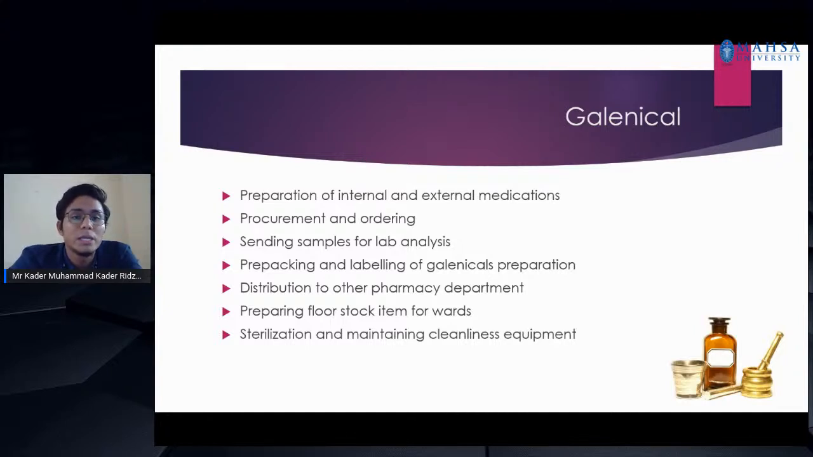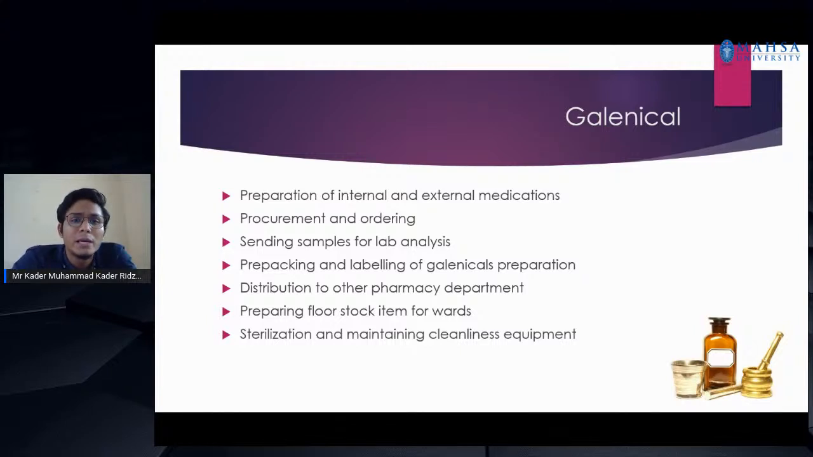Number three is sending samples for lab analysis. Let's say you are done making your cough syrup inside the Galenical department. You can give the medication directly to the patient, or you are going to store it in a different area, because you are going to take one bottle and send it for sampling, just to check if there are any microbes or contaminants present. Once the lab has analyzed it and mentioned no issues, you can use the prepared cough syrup for the patient. That is number three.